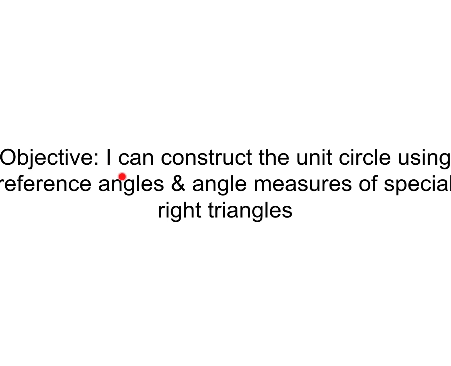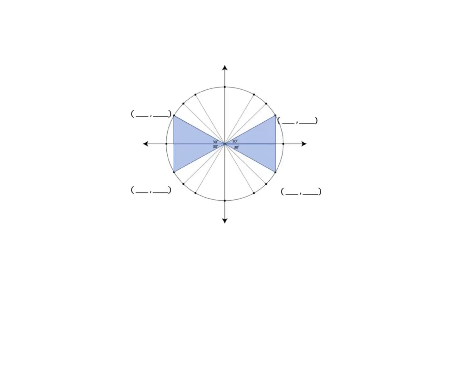So the lesson objective is I can construct the unit circle using reference angles and angle measures of special right triangles. If you recall from the last video, the value here is radical 3 over 2, comma 1/2. Remember that in quadrant 1, x and y are positive. In quadrant 2, x is negative, y is positive. In quadrant 3, x is negative, y is negative. In quadrant 4, x is positive, y is negative.